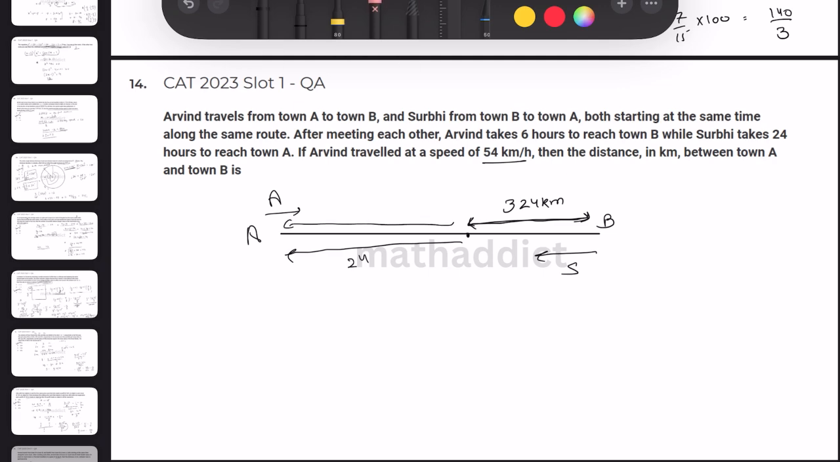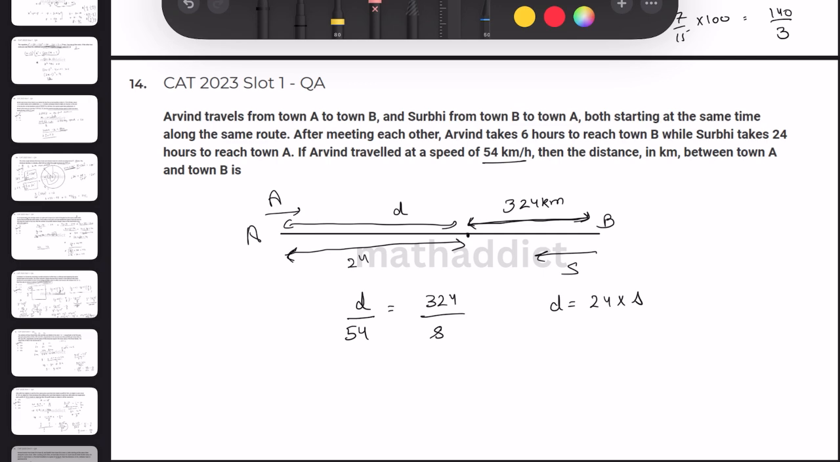Let's say this distance is d, then the time taken by Arvind to travel this was d upon 54, and in that same time Surbi traveled 324 kilometers at her speed, let's say s. And we are also given that, as Surbi took 24 hours to travel the distance, d should be 24 into her speed s.